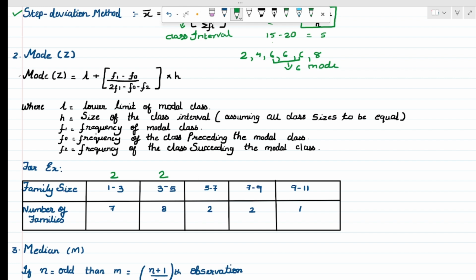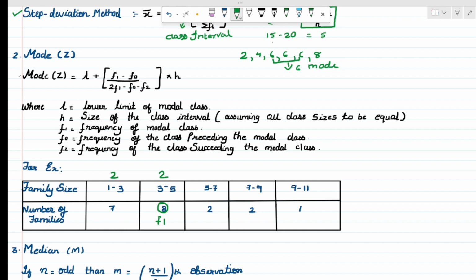What is F1? F1 means the frequency of the modal class. Now you will ask, what is the modal class? The modal class is decided by the number of families. In this case, you are given 7, 8, 2, 2, 1. Which is your largest number? 8 is your largest number. So this becomes your F1, the frequency of the modal class. This becomes your modal class.